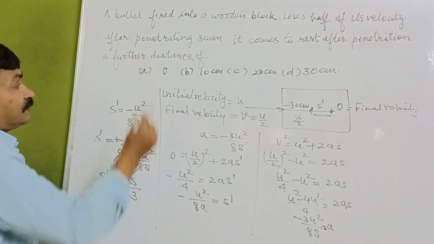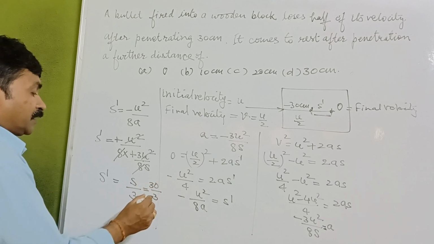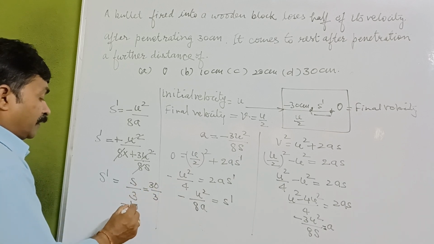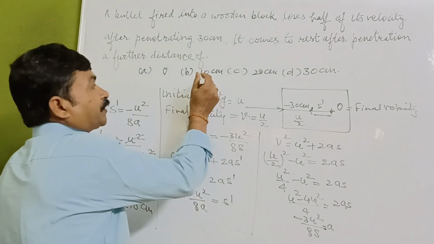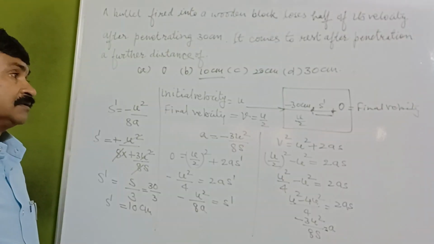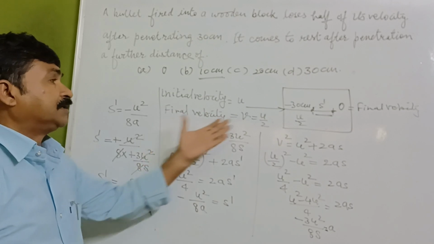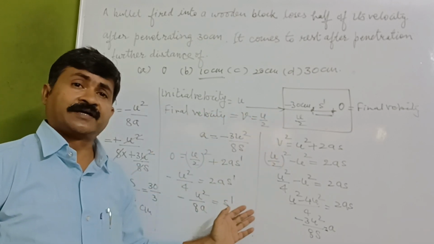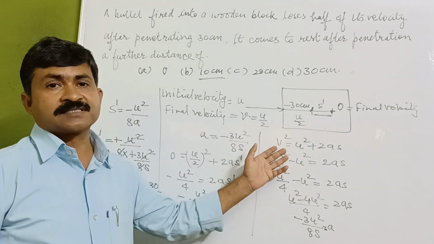Now s which is given to us is 30 centimeter. So 30 divided by 3 will give the final 10 centimeter. S dash is going to be 10 centimeter. B is the correct option. So here, by using only the third equation of motion, we got the final answer.